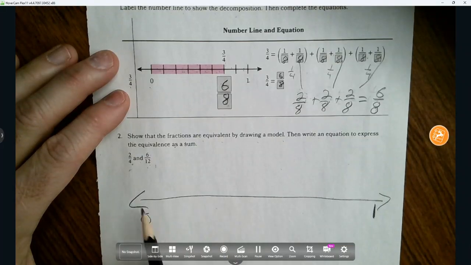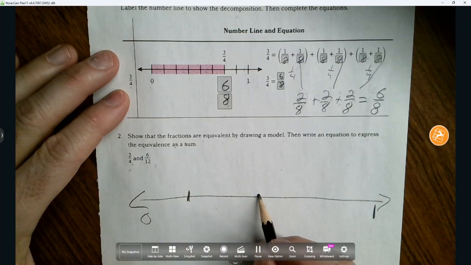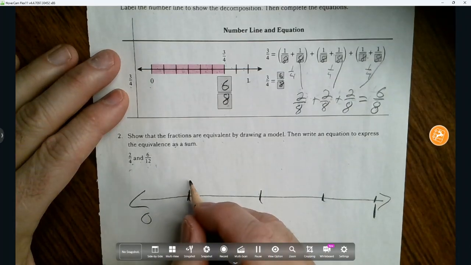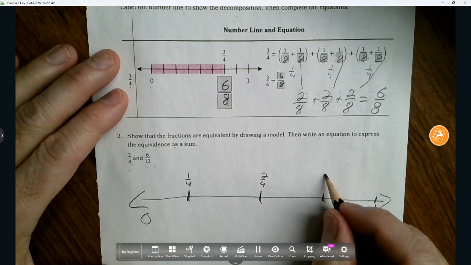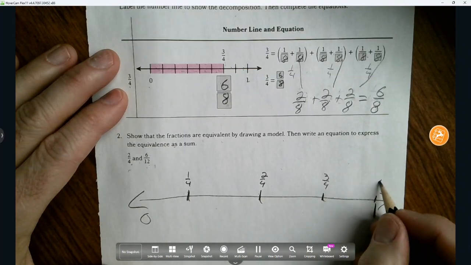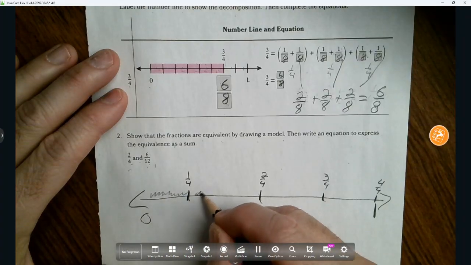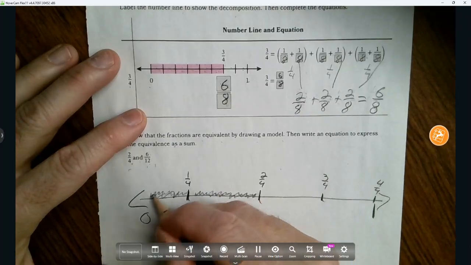Okay, so 2/4. So we have 1/4, 2/4, 3/4, 4/4. So we'll put that up top. 1/4, 2/4, 3/4, 4/4. And we want to shade the top. Stop in here. All right, showing that's what we did.